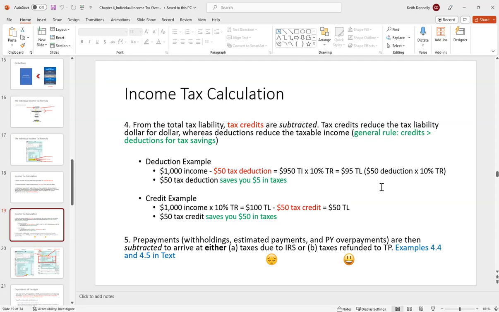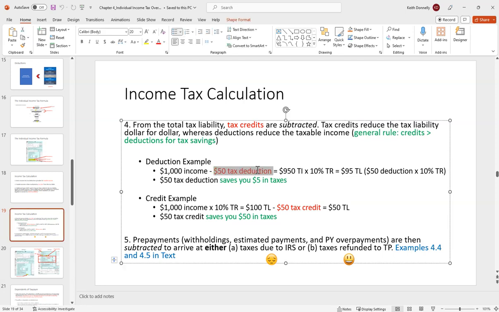That's a function of how powerful it is, the tax rate in play, right? So if I give you a $50 deduction versus a $50 credit, all day, every day, you're going to want to pick the $50 credit. Why? It's saving you $50 in taxes, right? Whereas a deduction, the power of that is dependent on the tax rate, right? So when you run the math, a deduction is only going to save you $5, whereas the credit's going to save you 50, right? So it's kind of like a coupon, right?